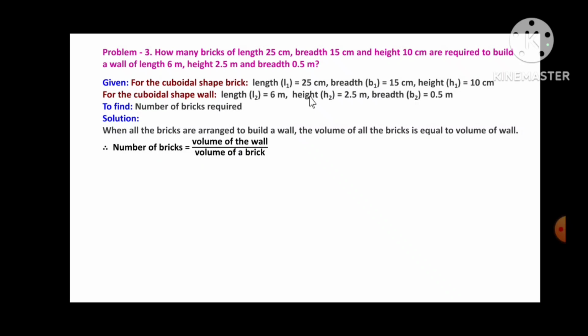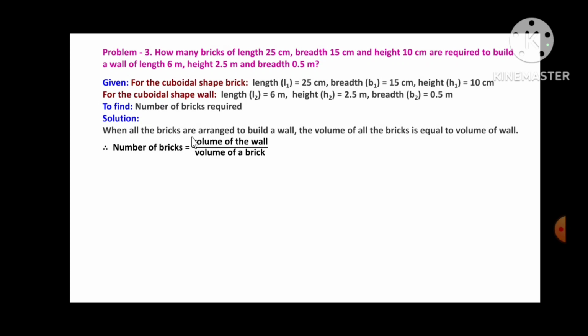So length, breadth and height of this brick we will consider L1, B1 and H1. The cuboidal wall has a length L2 of 6 meter, height S2 of 2.5 meter and breadth B2 of 0.5 meter. So friends, here the wall has dimensions in terms of meter, whereas the brick has dimensions in terms of centimeter. So we have to convert the dimensions of the wall from meter to centimeter. Here we have to find the number of bricks required in order to build the wall.